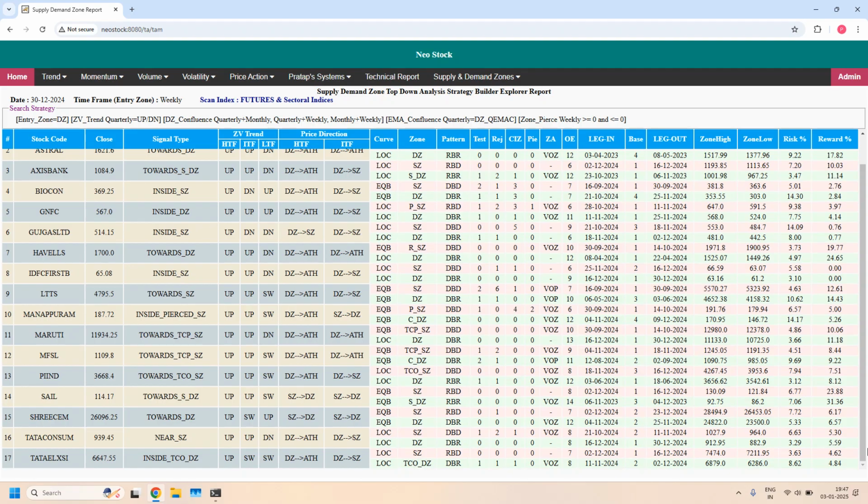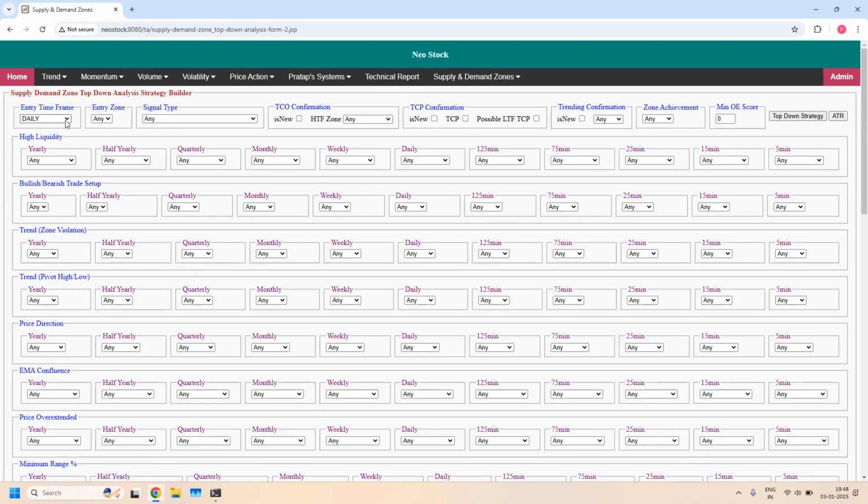So total 17 stocks are filtered. In all these 17 stocks, these weekly demand zones are part of the monthly, both together part of the quarterly, and the quarterly zone is having quarterly EMA confluence, and also quarterly trend is not sideways. Okay, this is about demand zones point of view. Now let us look for supply zones point of view on weekly time frame.